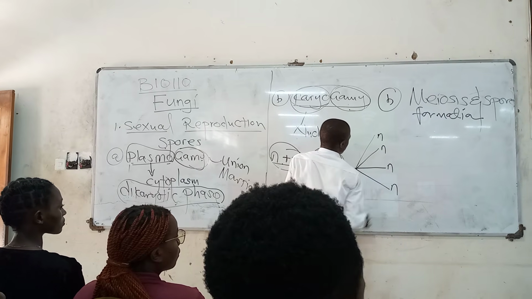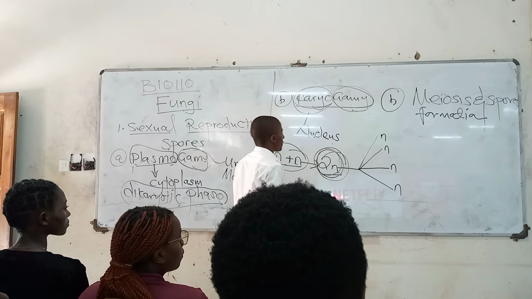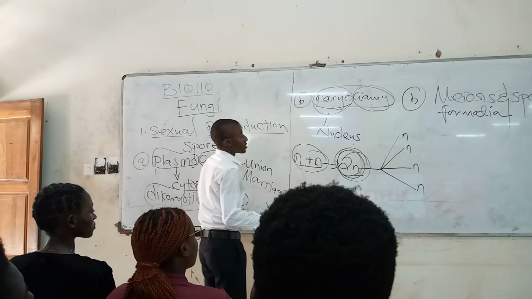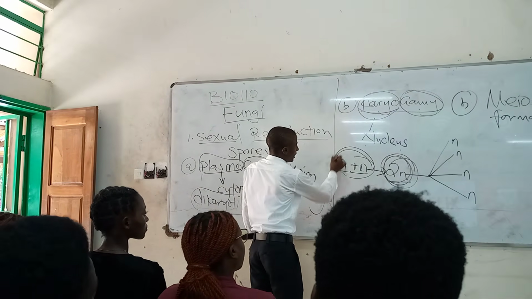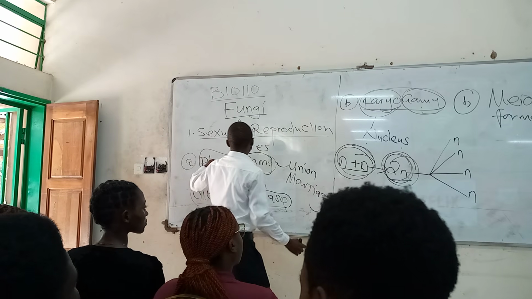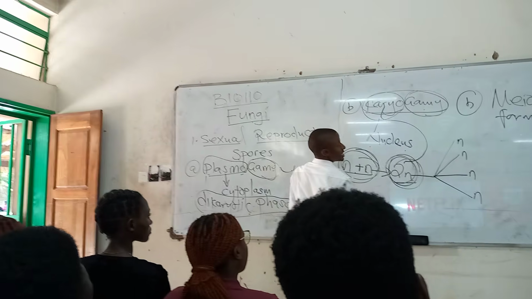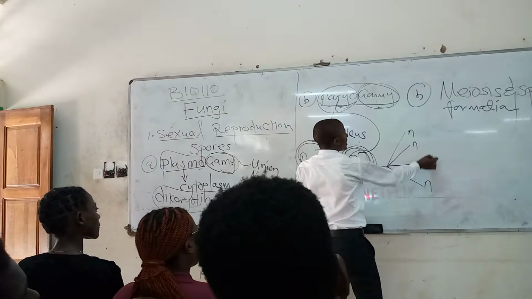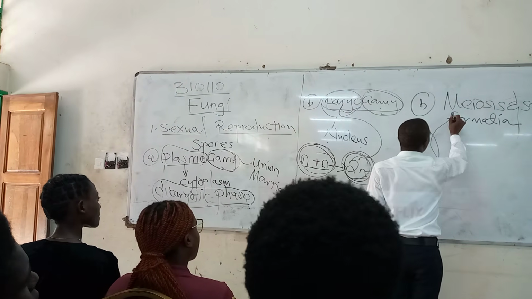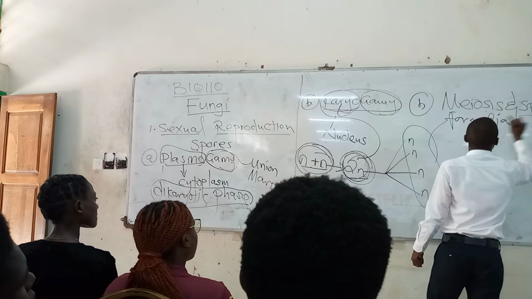Okay, let me quickly summarize so that we give a chance to the others. Like I was saying, the first process is plasmogamy, and the second one is karyogamy. Is it making sense? And the last one, where the spores are formed, is what we call meiosis, or spore formation.